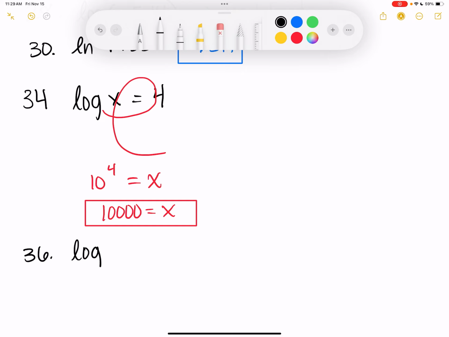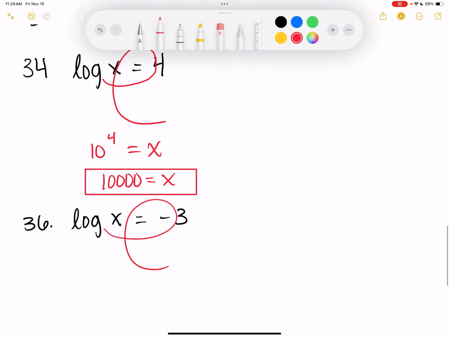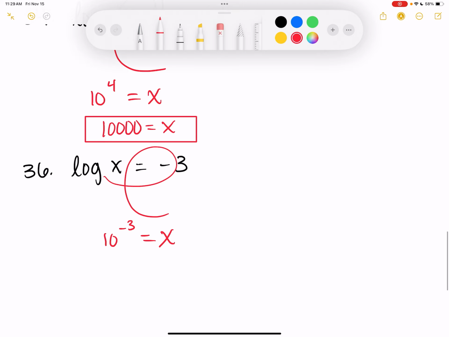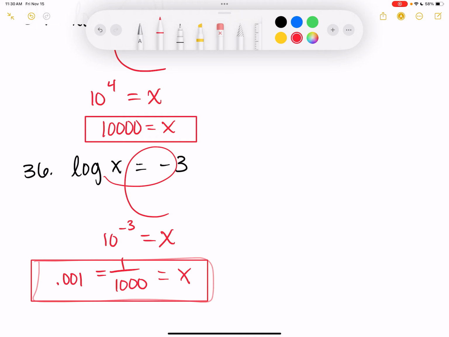36. Log of x equals -3. So same thing, loop around. So this is 10 to the -3 equals x. What is 10 to the -3? One over 1,000. Yep, 1/1000. And if you wanted to write it as a decimal, it would just be 0.001. So either way would be totally fine for you to write your answer.